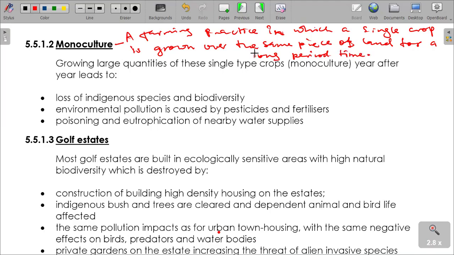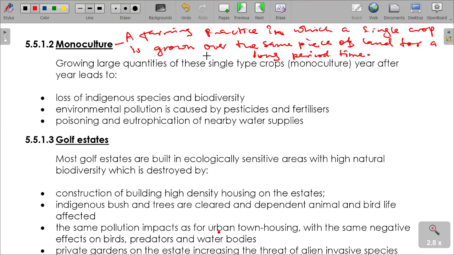This can also be a problem. Monoculture, growing one crop on the same piece of land over a long period of time, can actually destroy the land and it reduces the yields. So one crop is grown year in, year out, year after year. When one crop is grown over the same piece of land without rotation, we call that monoculture.